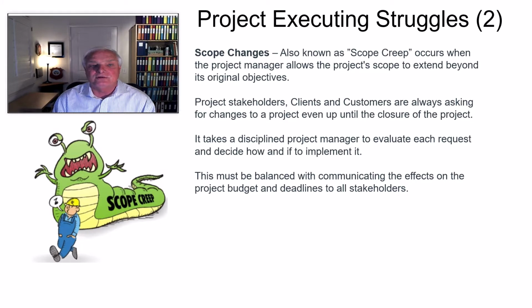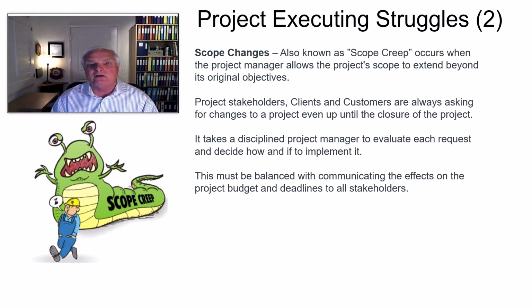Struggle number 2, scope changes, also known as scope creep. Official scope creep occurs when the project manager allows the project scope to extend beyond its original objectives. Your stakeholder, your customer, his goal is to get as much bang for his buck as possible from you. Your job is to make sure that you meet his expectations without going above that. That's the balance that we talk about.